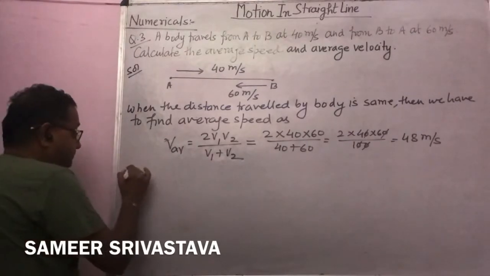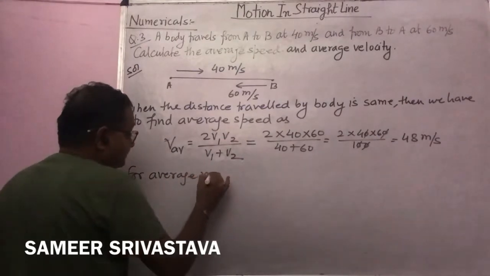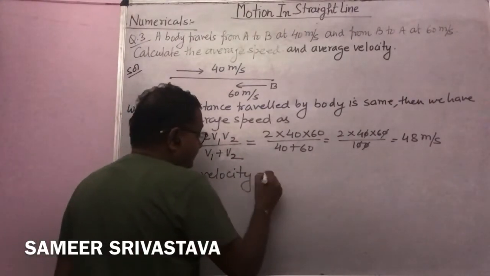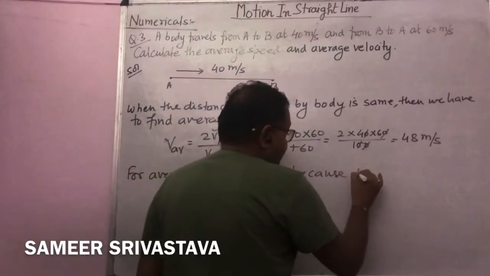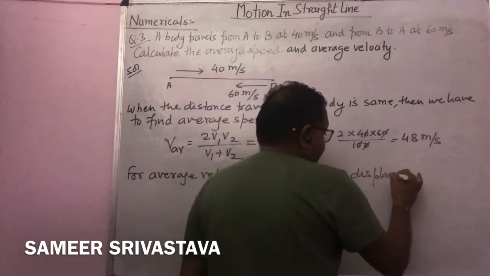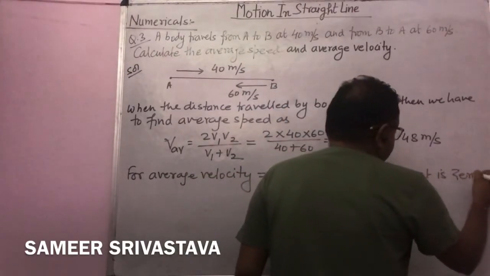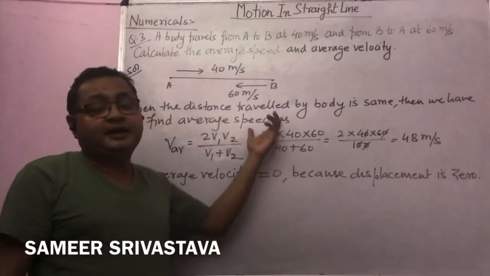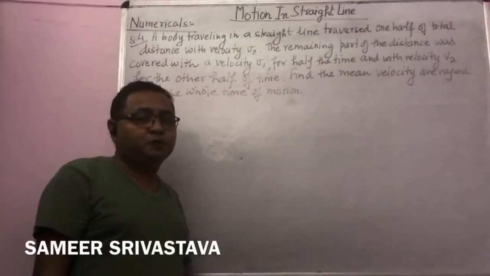Now for average velocity, it becomes 0. Why? Because displacement is 0. Okay students, now this is our answer for the case of average velocity and average speed. Now student, question number 4.